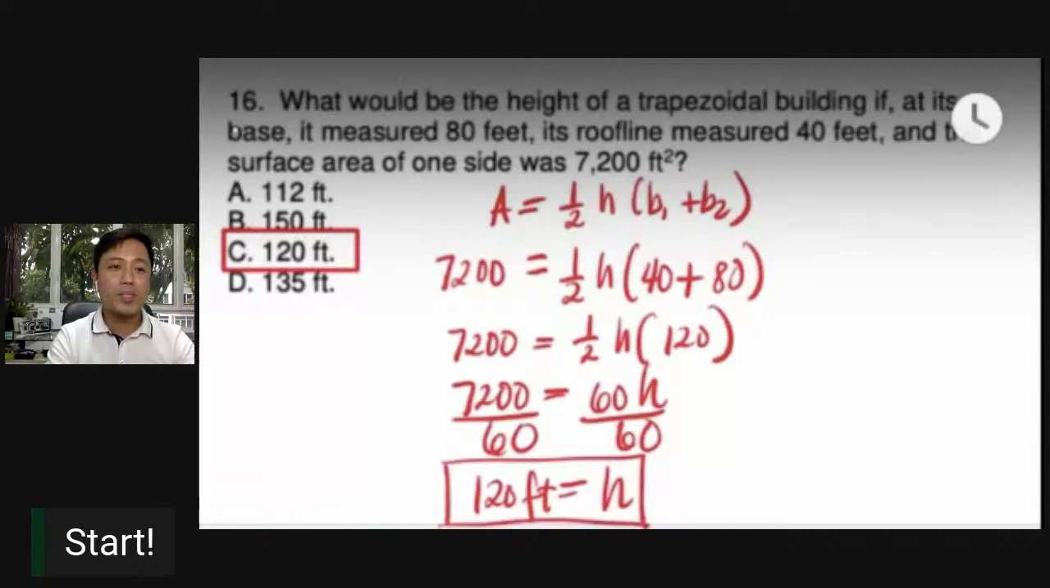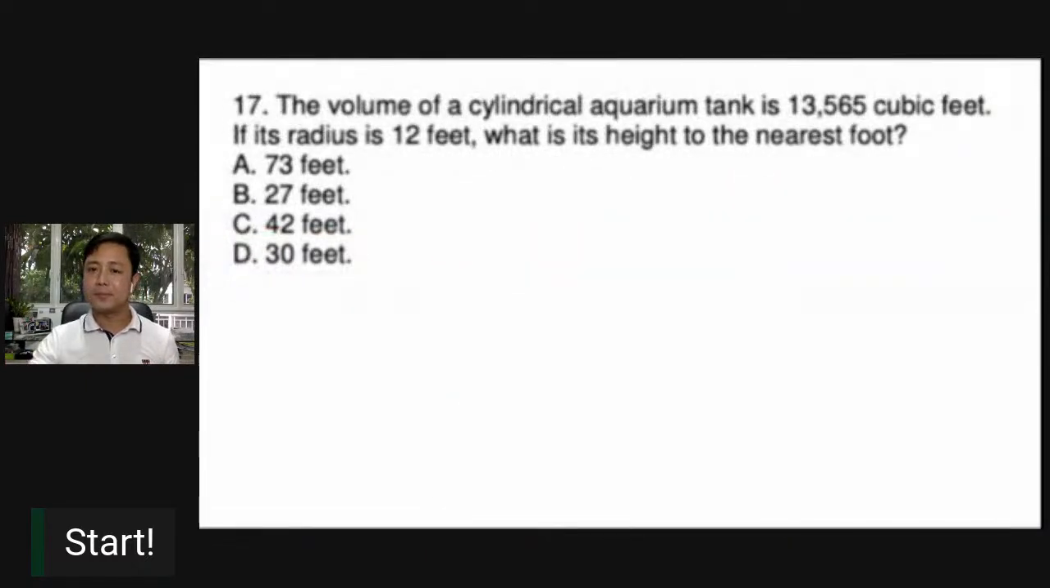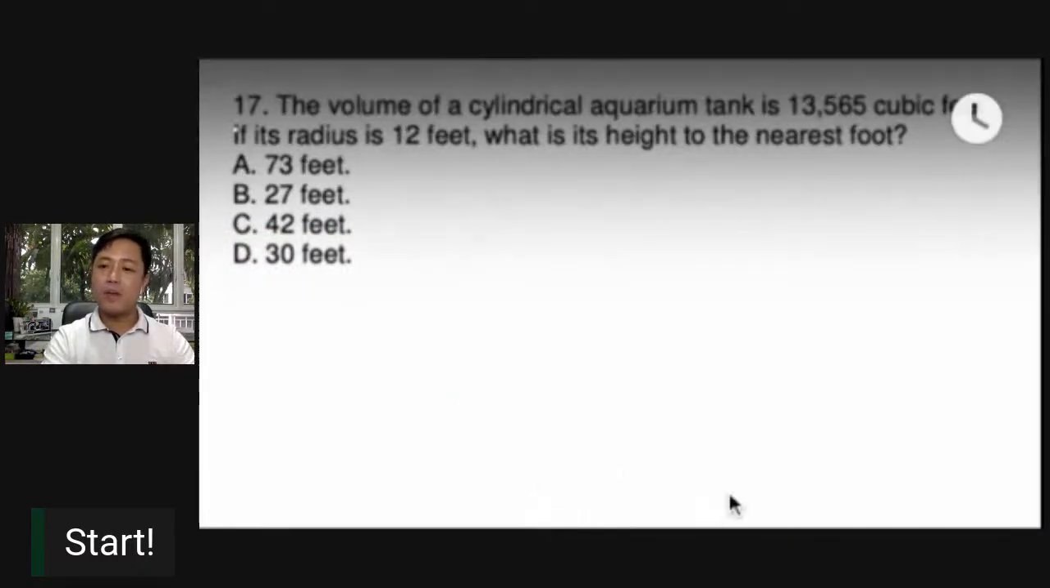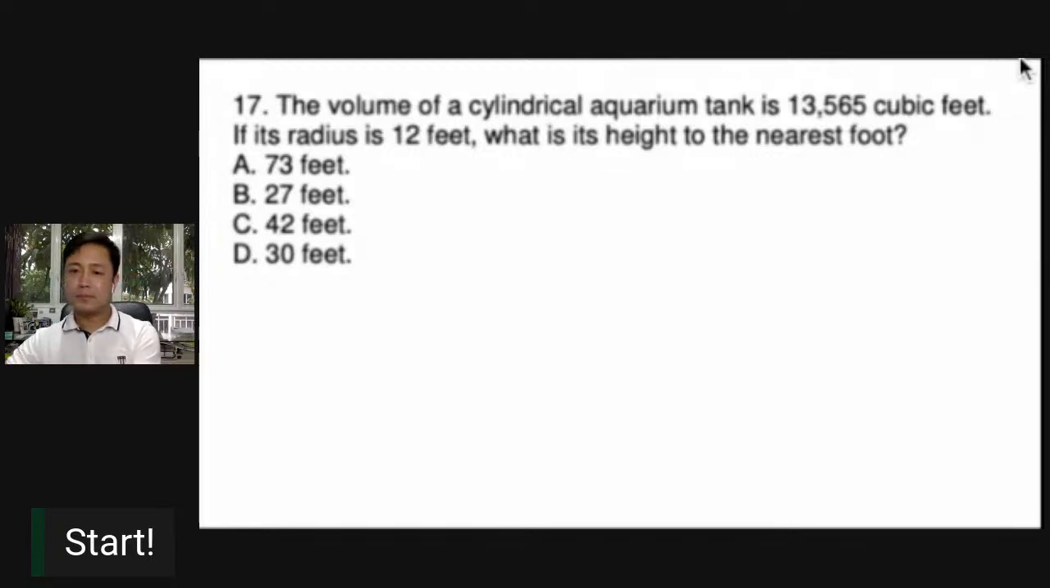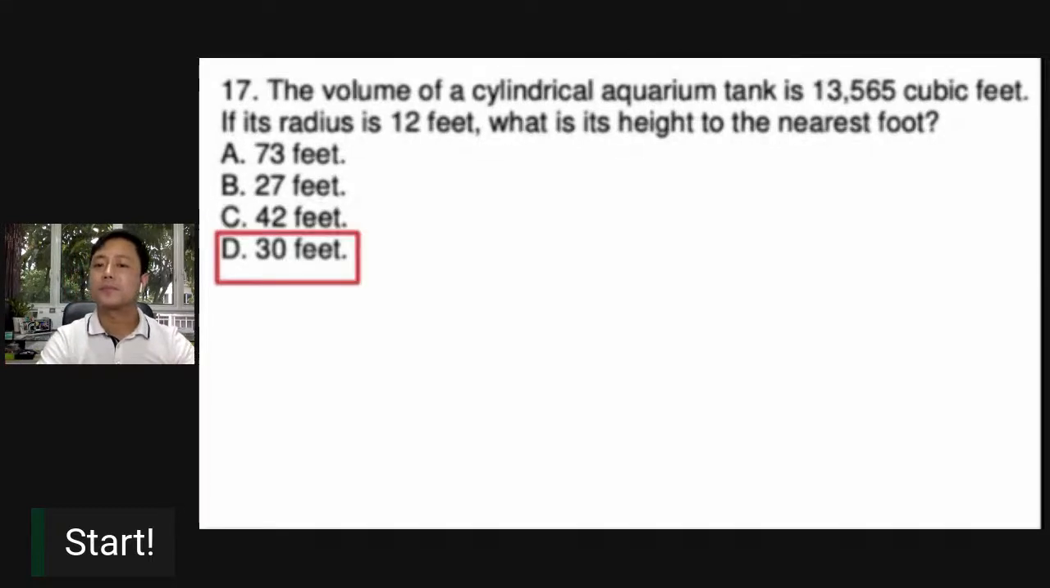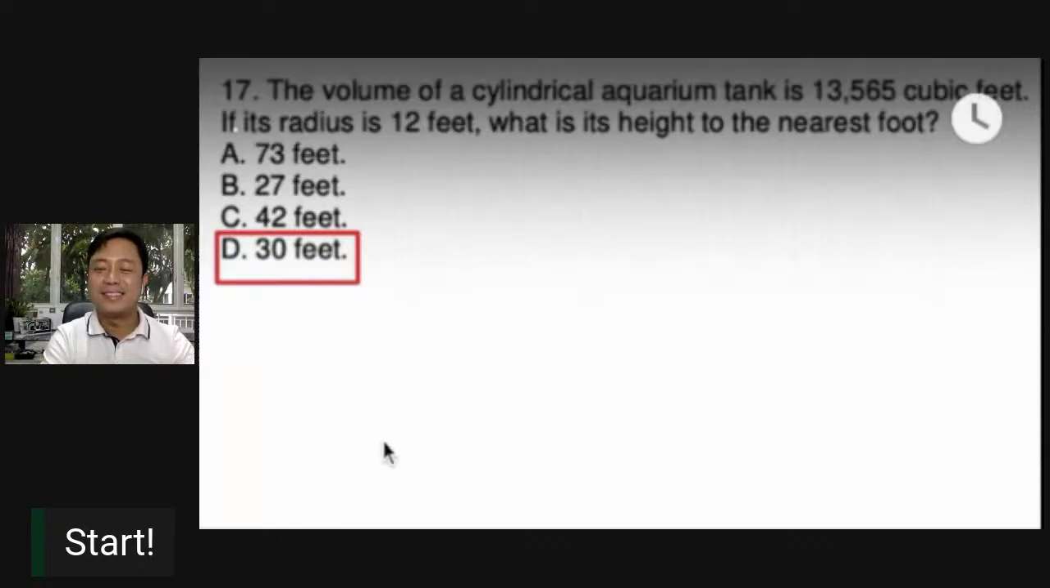Are you ready for the next question? Another geometry question. Sorry. The answer is 30 feet.